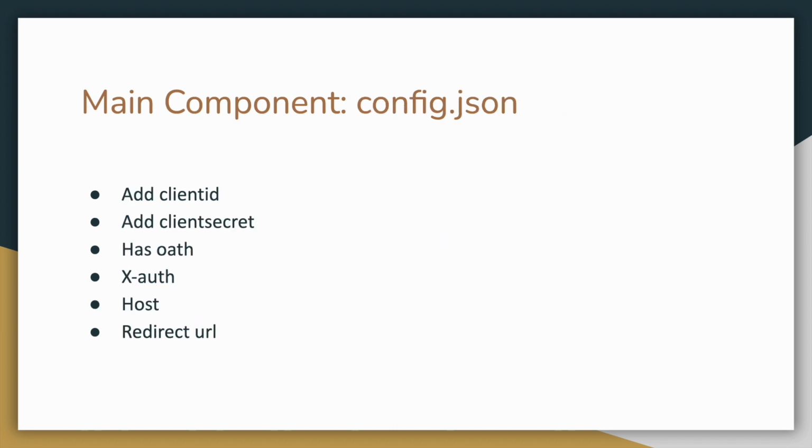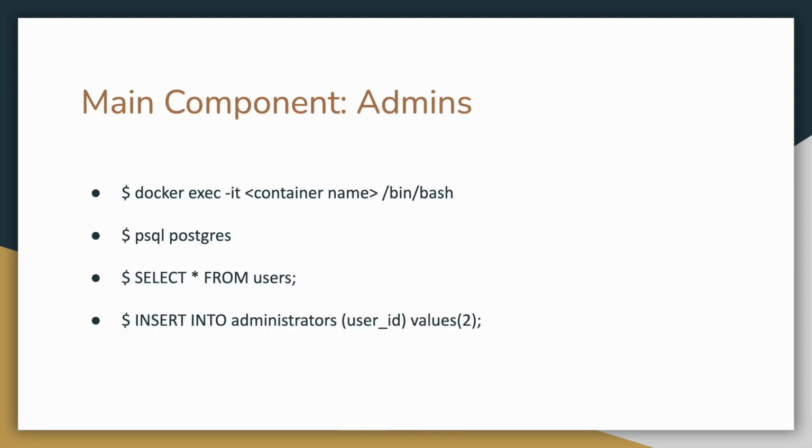So in the config.json, we're going to add the client ID and the client secret. These next 4 are parameters for the config that PrairieLearn in their docs has supplied, and they give us a step-by-step guide on how to do it. And for admins, these are the steps to do it.